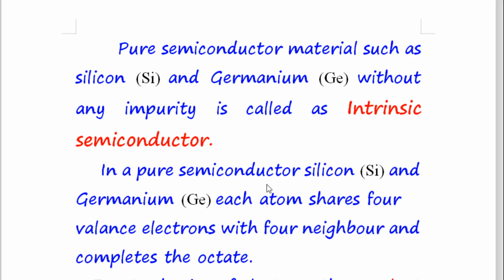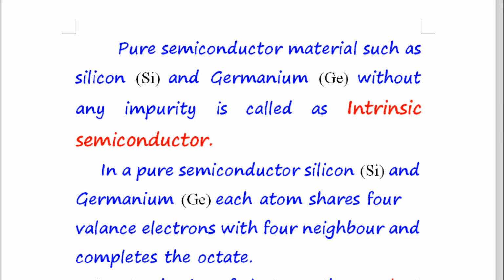Now what is the problem here? This you will understand from the next slide. To complete the octet, you will require 8 electrons. In case of silicon as well as germanium, the valency is 4, so only 4 electrons are there. So to complete the octet, what are the silicon atoms doing? They are sharing their electrons with 4 neighbors, and the 4 neighbors also share electrons, and therefore upon sharing the octet is completed.